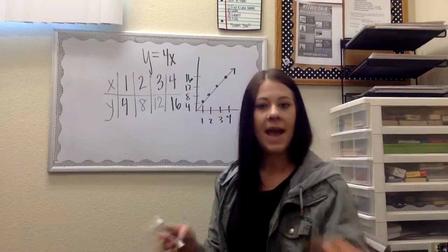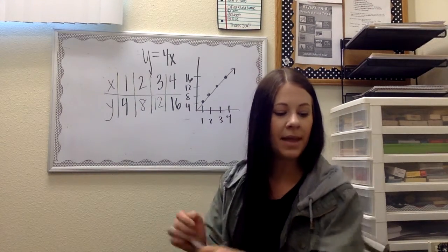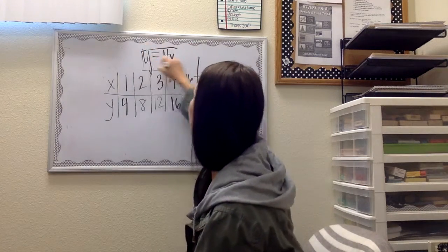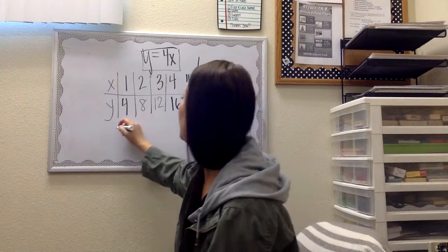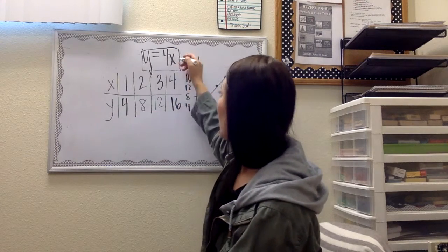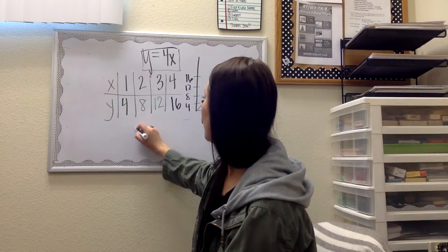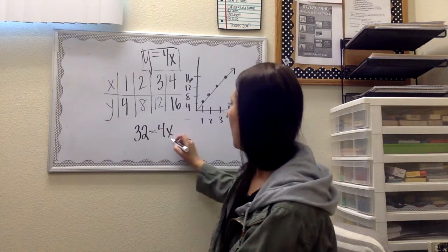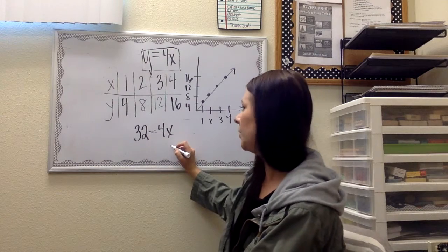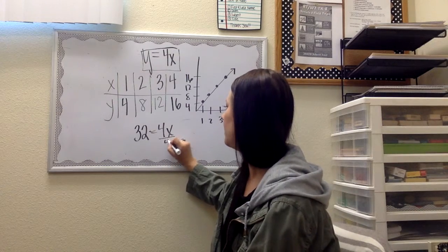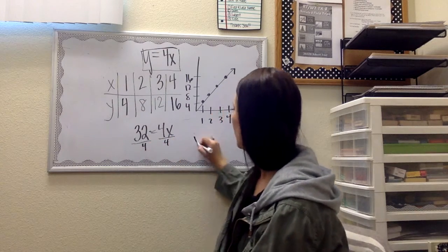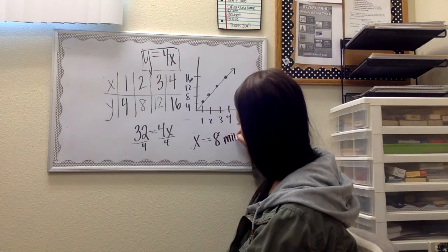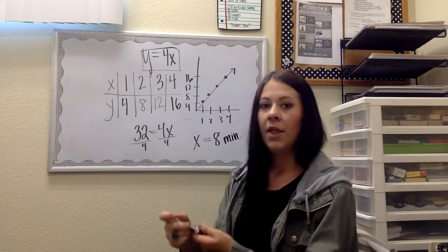And if they ask me to predict how many minutes for 32 gallons, I could use this equation. Okay, so how many minutes for 32 gallons? Well, I can use this equation and make gallons, which is the y, 32 equals 4x. And what times 4 gives me 32? Well, another way to tell is to divide both sides by 4, and we see that x is 8. So it would take 8 minutes to fill 32 gallons.